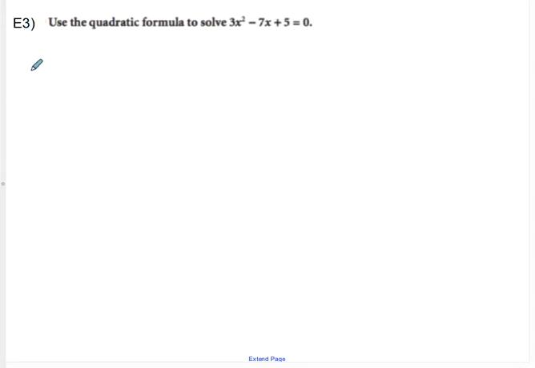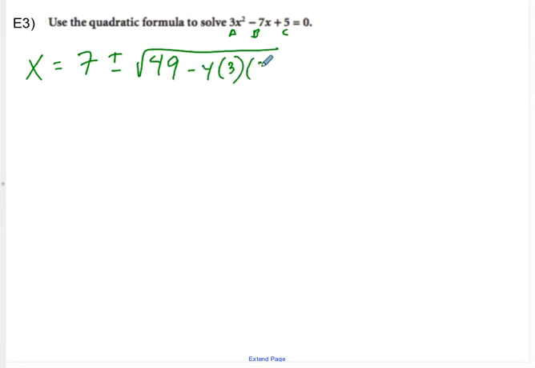Cool. So let's go ahead and solve this. So x equals, right? So it's negative b. So my a is 3, my b is a negative 7, my c is a 5. So negative b would be a positive 7 plus or minus the square root of b squared will be a 49, because when you square negative 7, you get a positive 49, minus 4 times a times c all over 2 times a. And then I just clean some stuff up.